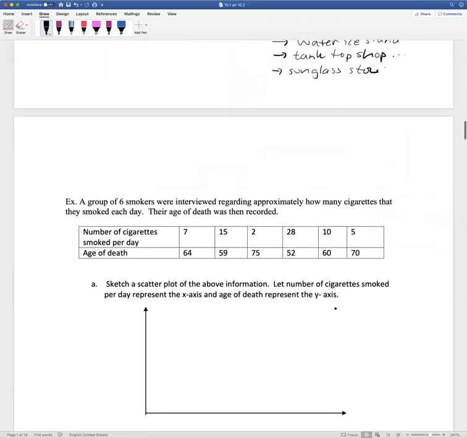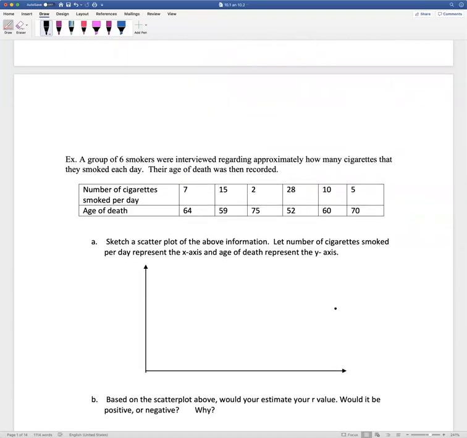So what I want to do now is get you used to sketching a scatter plot based on the information that we're given, and then being able to get some information from that scatter plot when we're done graphing it. For this example, a group of 6 smokers were interviewed regarding approximately how many cigarettes they smoked each day, and then their age of death was recorded. We talked about this at the beginning of the semester, but I'm going to review this again. I want to make sure you're comfortable with it. And so we're going to sketch a scatter plot of the above information.